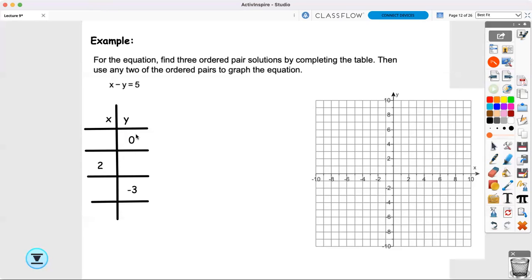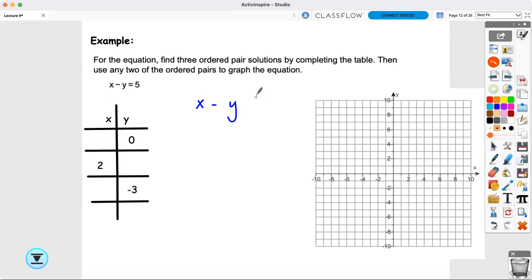All right, guys, so we're going to go ahead and start it out. We want to find three ordered pair solutions by finishing up this table. Then use any two, we only need two to make the line. Look at this first row, guys. What's missing? What do we know? What do we need to find?